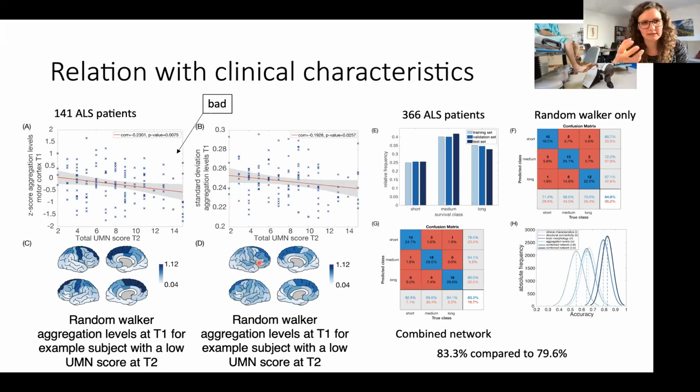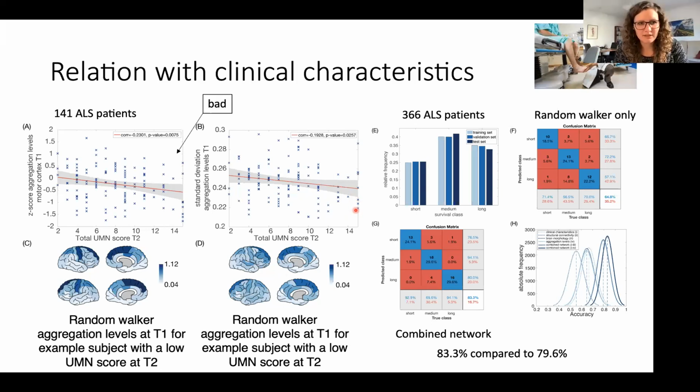So if you think this is aggregation, this is like the disease spreading, this is bad, right? And you can see this from the total scores as well: this patient, having a low standard deviation, all the regions having similar aggregation levels, will end up with a bad score on the next appointment. If you see this the first time, it can be quite confusing. But just to sum up this slide, we have a relationship between different clinical characteristics and the random walker aggregation levels.